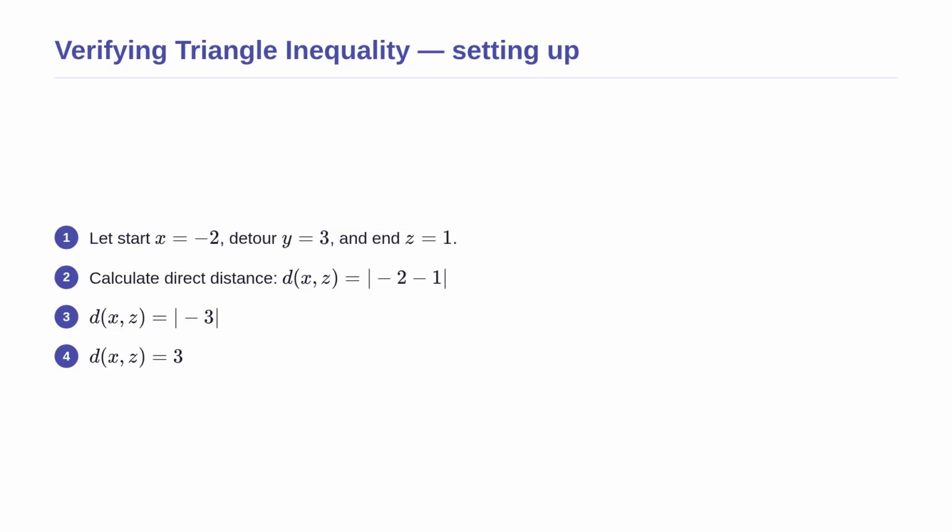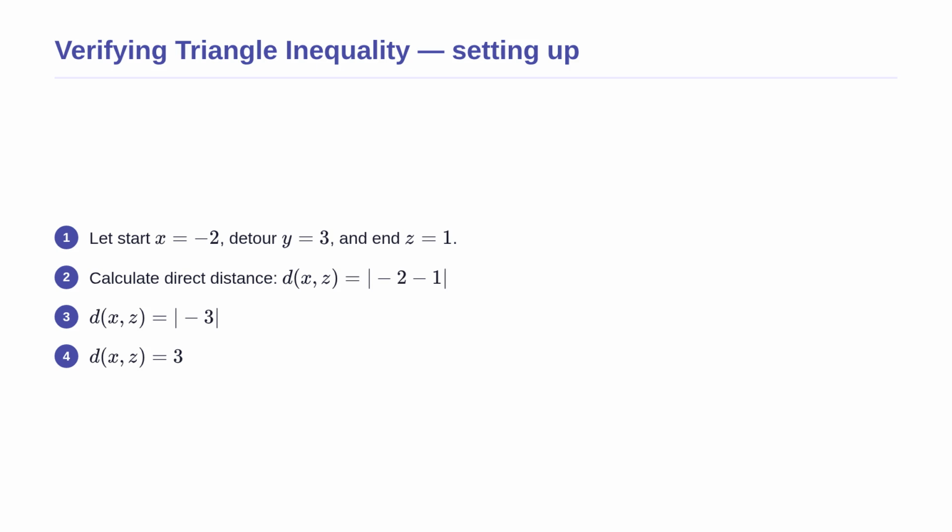Let us test this inequality using 3 specific real numbers to see how it behaves. We are given a starting point x at -2, a detour point y at +3, and a final destination z at +1. We need to verify if the direct distance is truly less than or equal to the detour path.